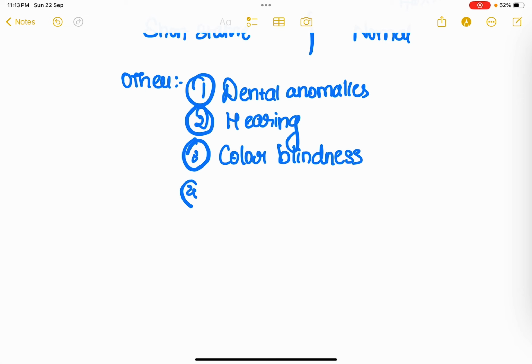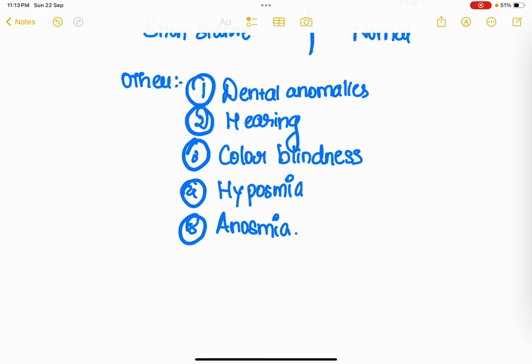Yes, and there could also be hyposmia, or there can also be anosmia. So this signifies what? It signifies that the hypothalamus is actually very important for certain development in the body. The patient can also have associated features such as dental abnormalities, hearing issues, color blindness, hyposmia, a decreased sense of smell, anosmia, absence of the sense of smell. Everything could be the associated features as well, because for all these functions, the hypothalamus is going to be very important.